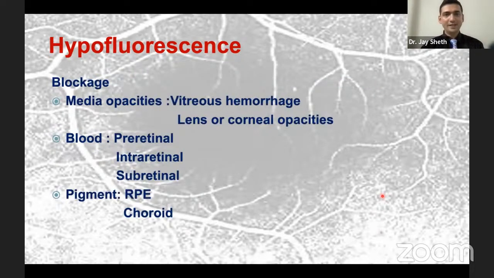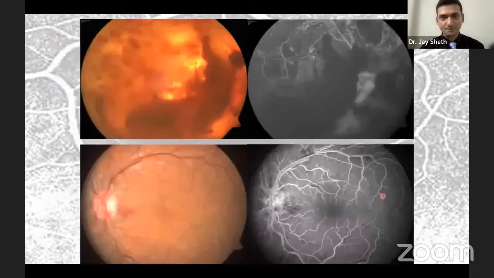Now, the blockage can be because of the media opacity. Suppose the patient is having a corneal opacity or a significant cataract itself, when we take a FFA in these patients, we will not get a clearer picture. Or the patient may have a vitreous hemorrhage. The blockage can also be there because of blood at different levels. It can be pre-retinal, intraretinal, subretinal, or it can be because of pigmentary changes or some pigmentary abnormality that is happening at the level of the retinal pigment epithelium or the choroid.